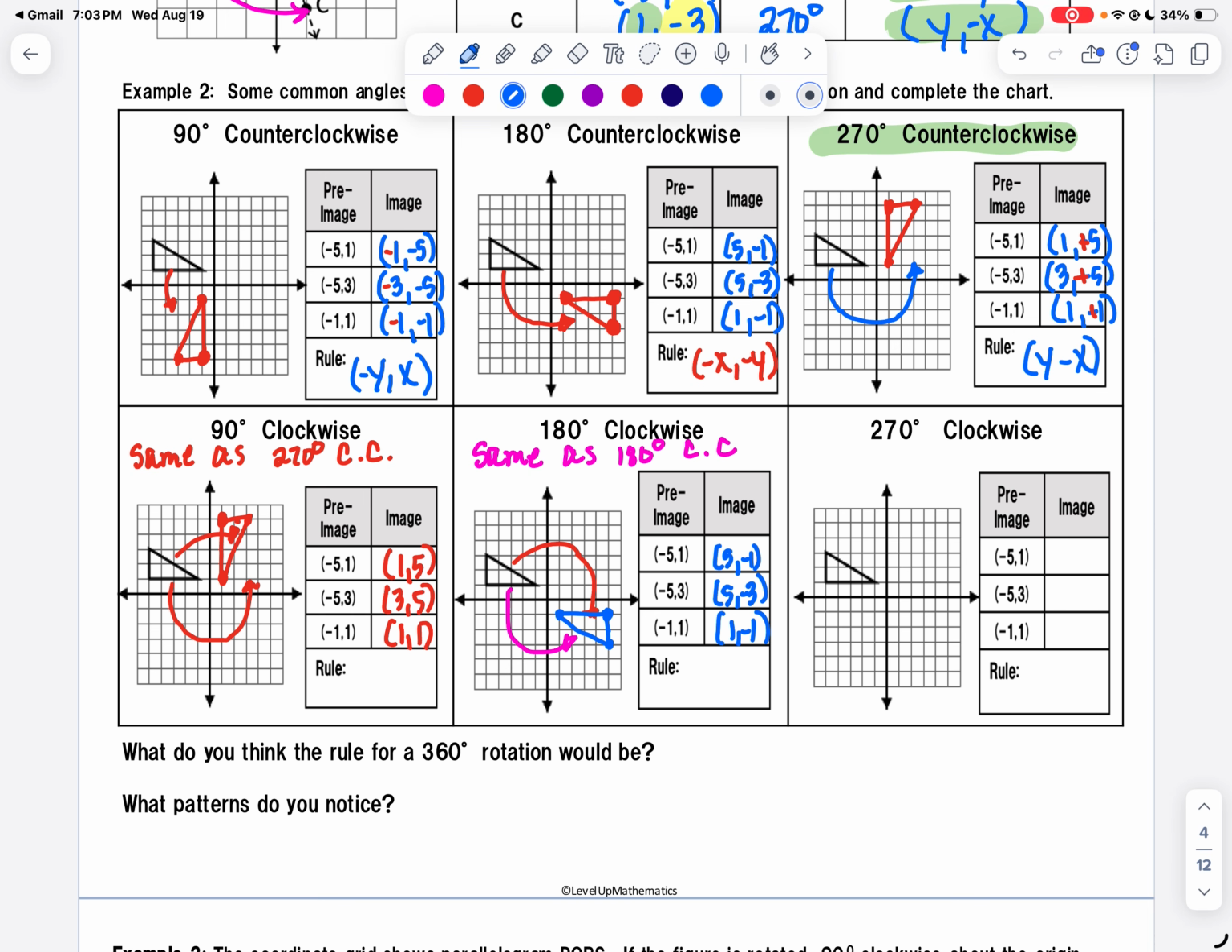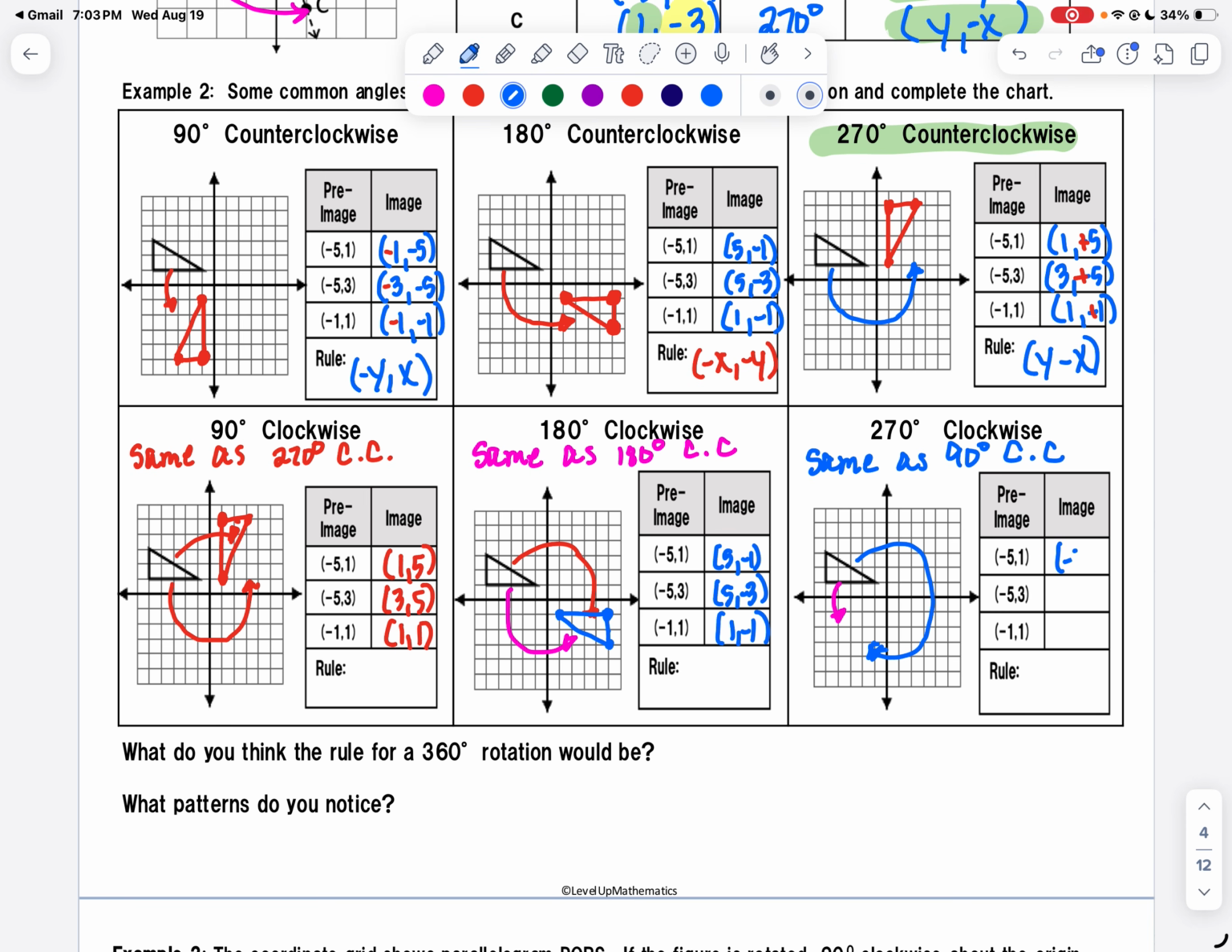All right, now 270 degrees clockwise. That would be 1, 2, 3 rotations to the right. But that's the same as the very first one we did. The same as 90 degrees counterclockwise. Because if I just took this shape and rotated 1 quadrant to the left, I would also end up in quadrant 3. So again, I'm not going to redo all the work.